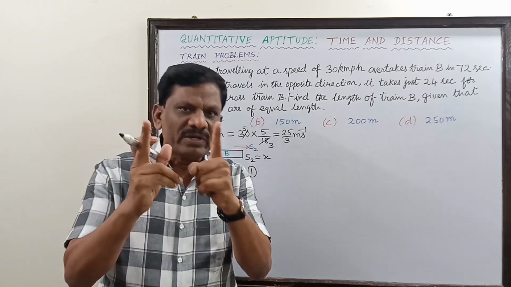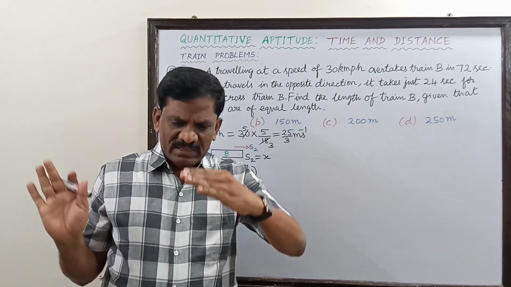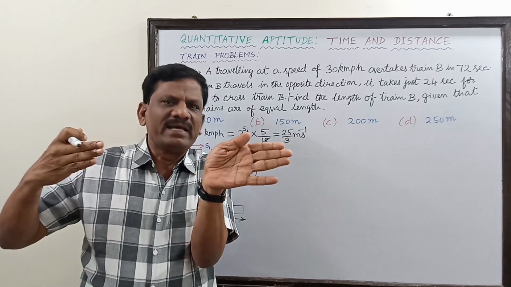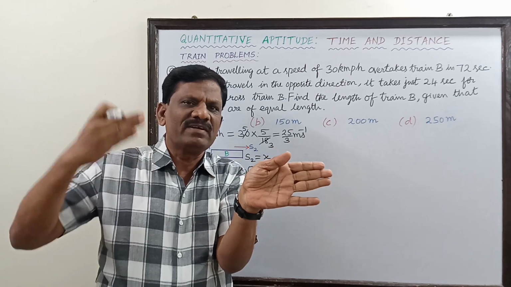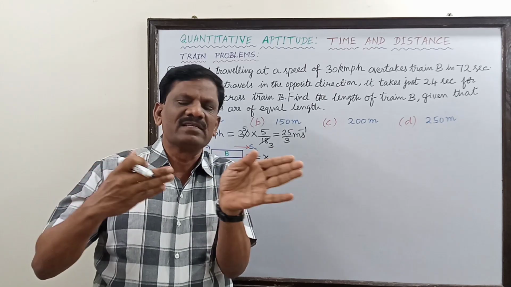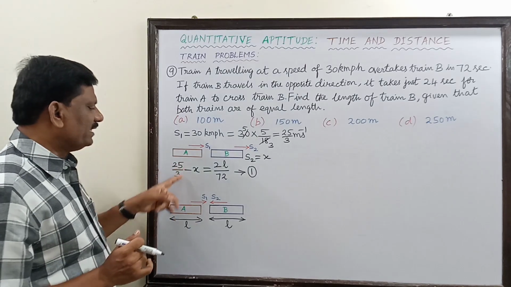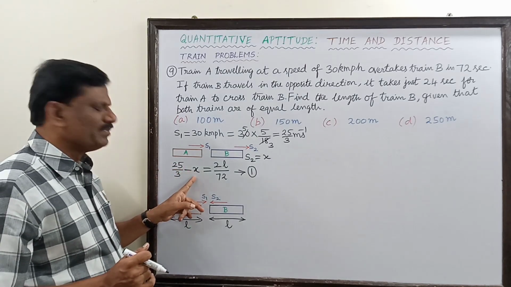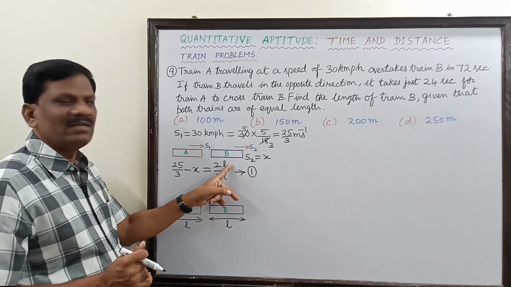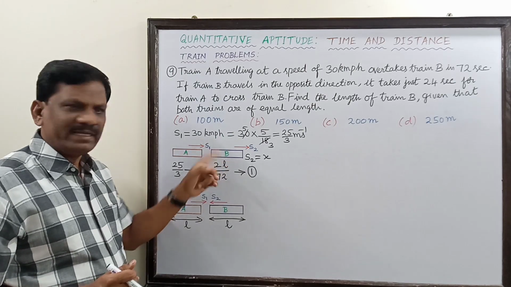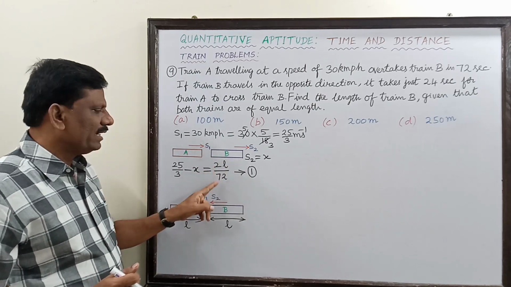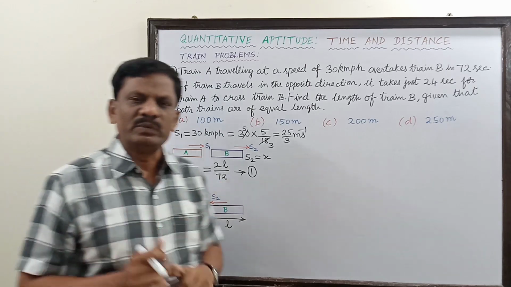First equation, are you all understanding now? Both trains are traveling in the same direction, so the relative velocity of the first train with respect to the second train is the difference between their speeds. So it is 25 by 3 meters per second minus X meters per second, and that is equal to the distance of two trains, the length L plus L is 2L, and the time taken is 72.